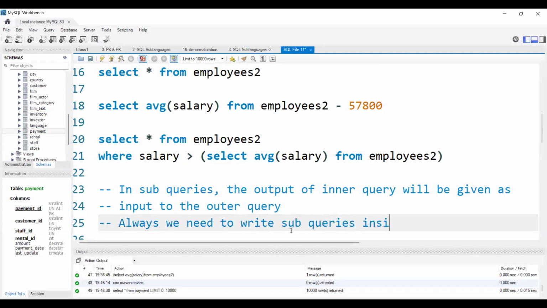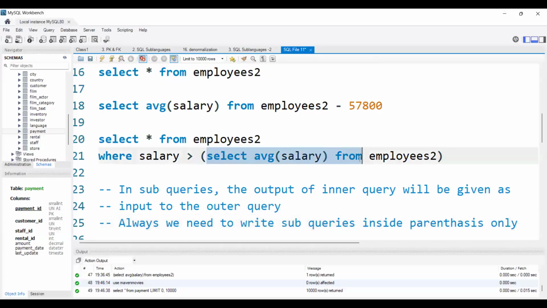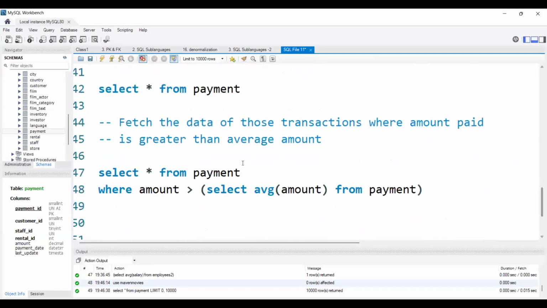subqueries inside parentheses only. Okay, definitely we need to write the subqueries inside the parentheses, that is, inside the brackets only. Whatever I write inside the brackets is considered a subquery. I used an aggregate function again, average amount here, and first my SQL will execute this one, and whatever amount I get will be compared with this amount from this table.